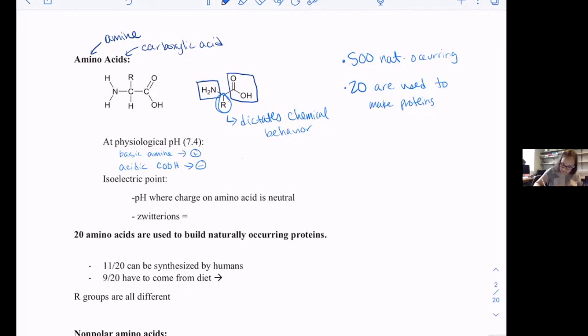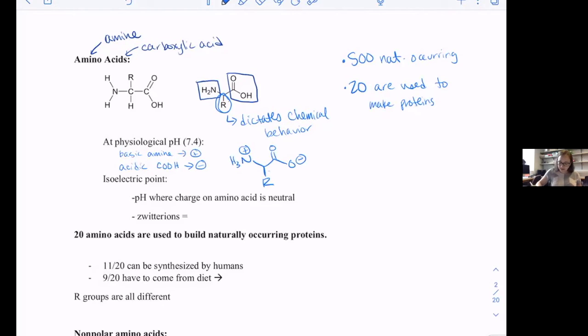So overall, what this would look like is we'll have NH3 plus, we'll have our R group on here, and then we'll have our carboxylic acid with a minus charge. At physiological pH, this is actually how the amino acid is shown. So we have charges associated with these complexes.